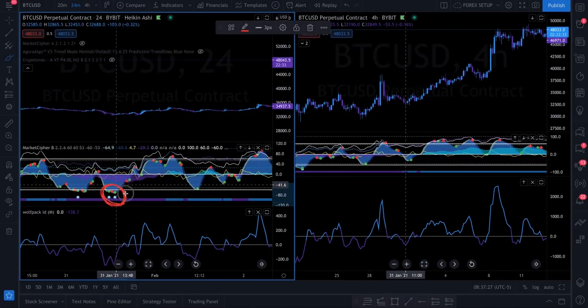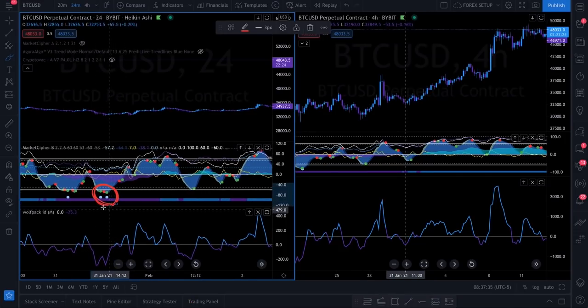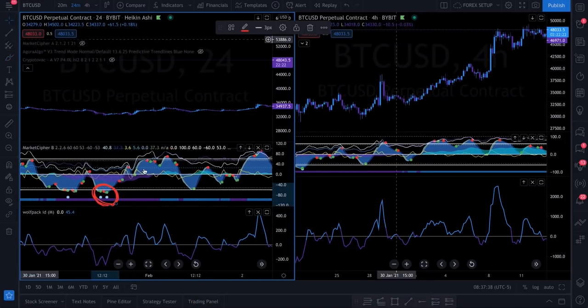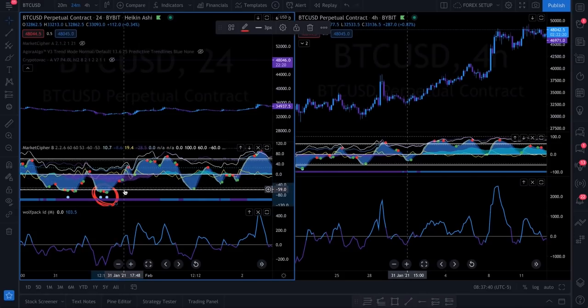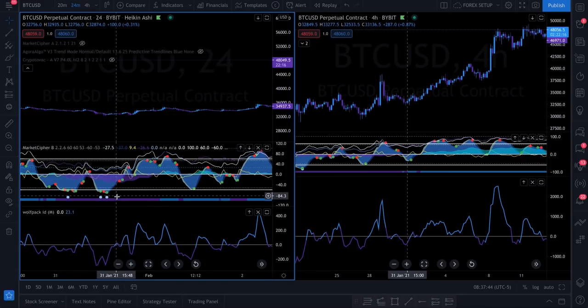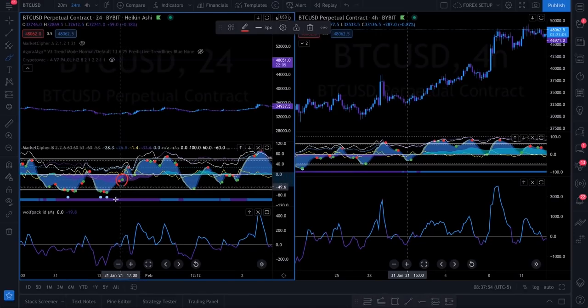And we've formed this clear bottom right here. Okay, this is the first thing we're looking for. We want to see the big green dots. We want to see the wave coming below the -60 line, and we want to see the money flow in the red. Then what we're going to wait for before we even enter a trade is a trigger wave, which would be a green dot that prints after this bottom right here.